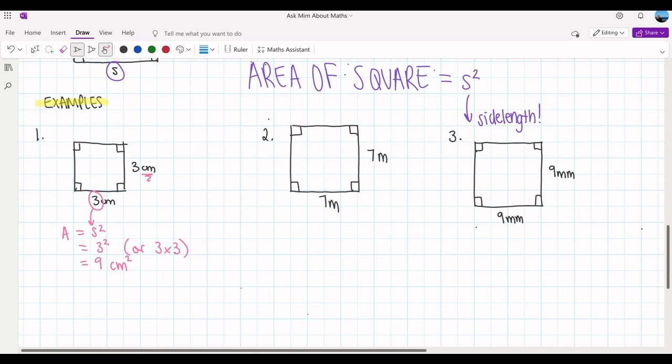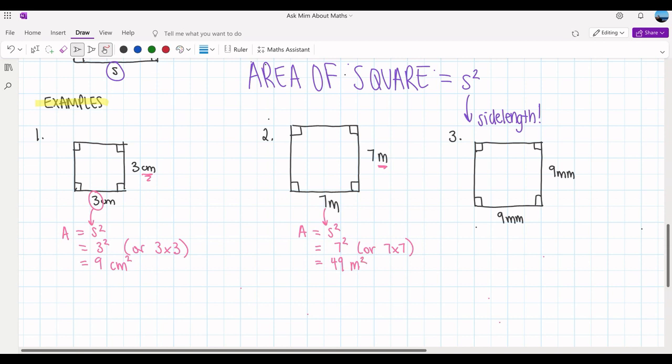Having a look at example 2, we always want to start with our formula, A equals S squared. Now, our side length in this one is 7, so we will be using 7 squared, or 7 times 7. Both are still correct. 7 squared is 49, and once again, we also need to make sure that we write our units. In this case, we've got meters, which means we'll have meters squared.